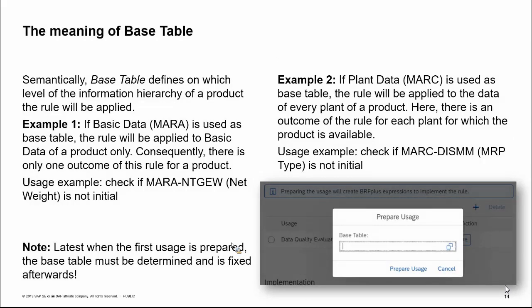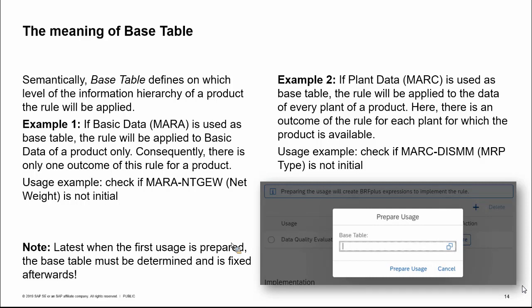So now I want to explain to you what this base table setting means. The base table setting defines on which level of the information hierarchy the rule will be applied. So, for example, if we take a rule for products, if I choose basic data MARA as the base table, the rule will be applied to the basic data of product only. Quite straightforward, isn't it?